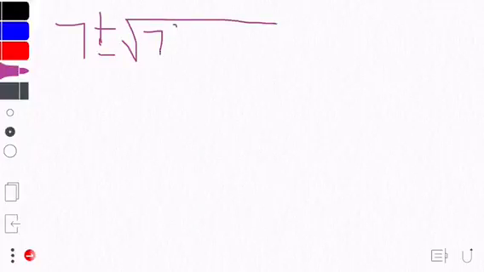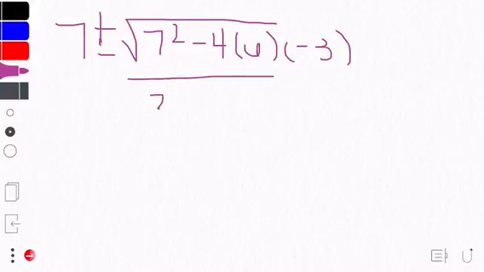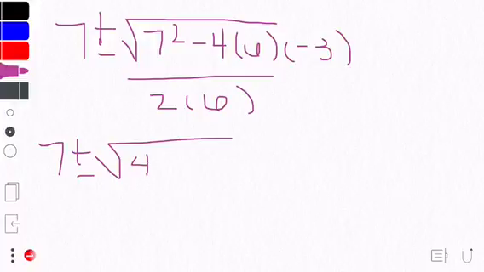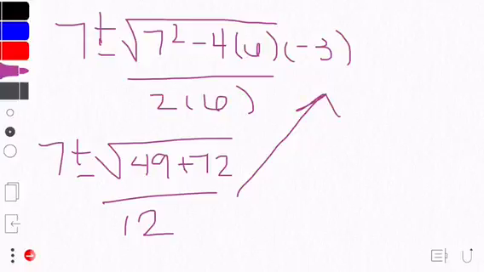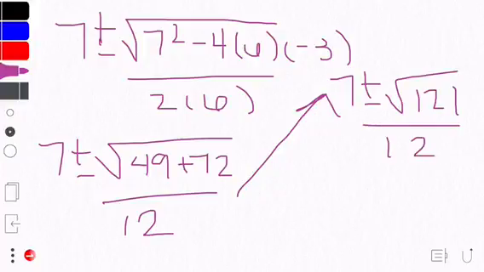7 plus or minus the square root of 7 squared minus 4 times 6 times negative 3, over 2 times 6. Then you will get 7 plus or minus the square root of 49 plus 72 over 12. From there, 7 plus or minus the square root of 121 over 12. Then you will get 7 plus or minus 11 over 12.